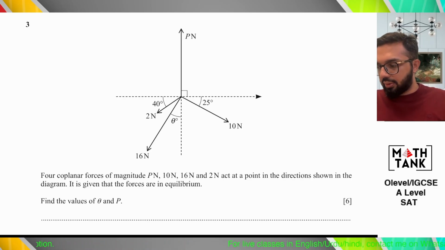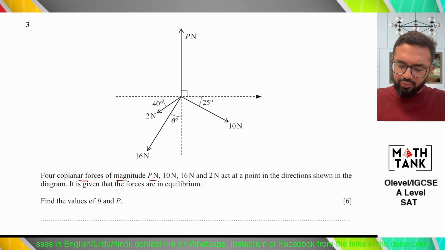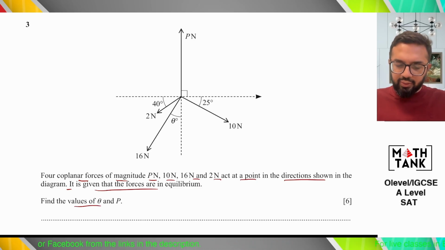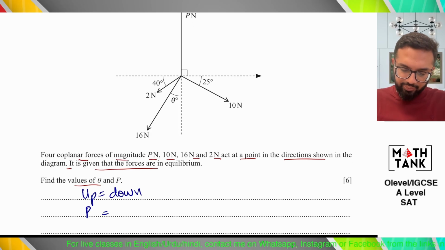Question number 3, part B. Four coplanar forces of magnitudes P newtons, 10 newtons, 6 newtons, and 2 newtons act at a point in the directions shown in the diagram. It is given that the forces are in equilibrium. Find the values of theta and P. So up equals down. There's only one force that's up, P. What are the down forces? There's a down force here, that's 10 sine 25. The down force here, that's 2 sine 40.